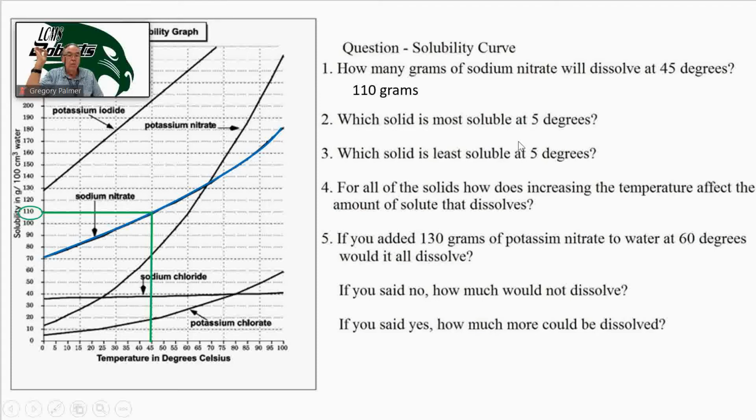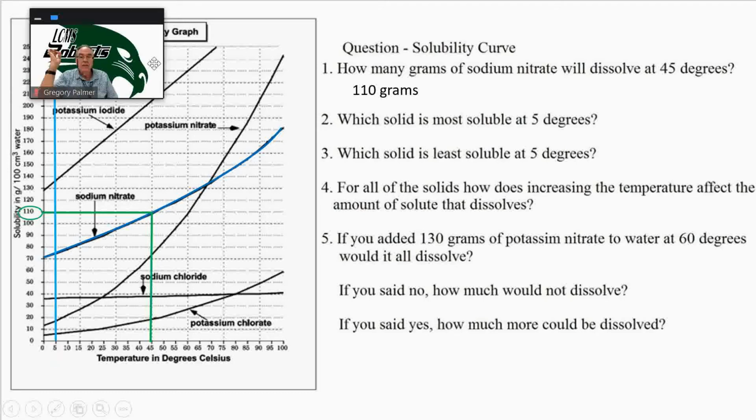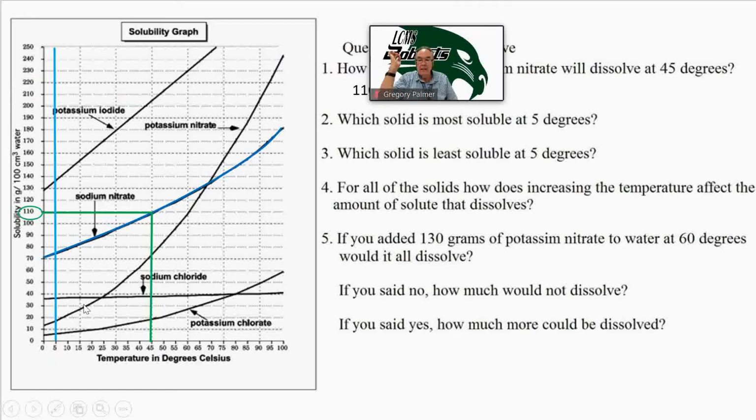Question 2 says, which solid is most soluble at 5 degrees? So the first thing we want to do is find 5 degrees. 5 degrees is right here, and put this blue line. So it says, which solid is most soluble at 5 degrees? Well, it's not the potassium chloride down here, only a little dissolves, and the potassium nitrate more dissolves. More sodium chloride dissolves, the sodium nitrate more dissolves. The one that dissolves the most is the potassium iodide.